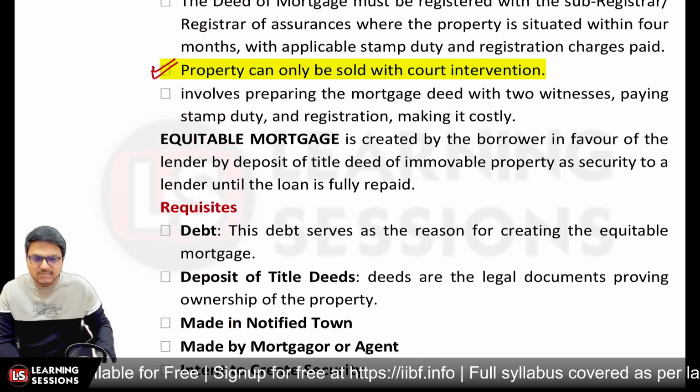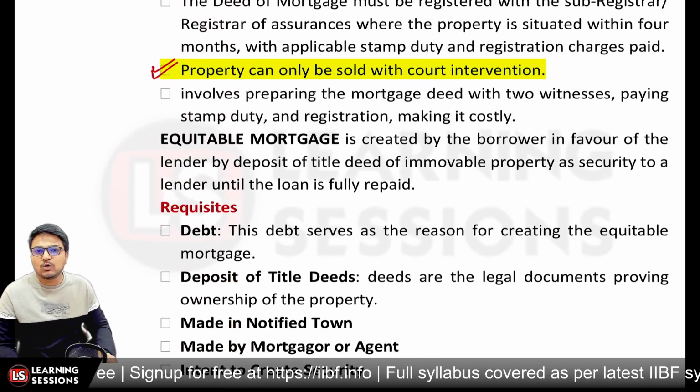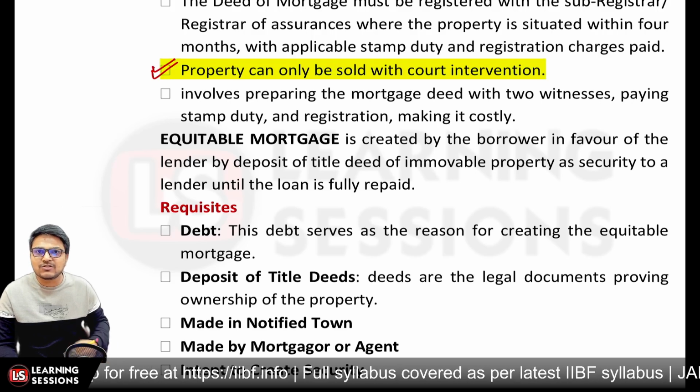And the other one that is mostly used in case of banks is the equitable mortgage. Now, what is an equitable mortgage actually related to?